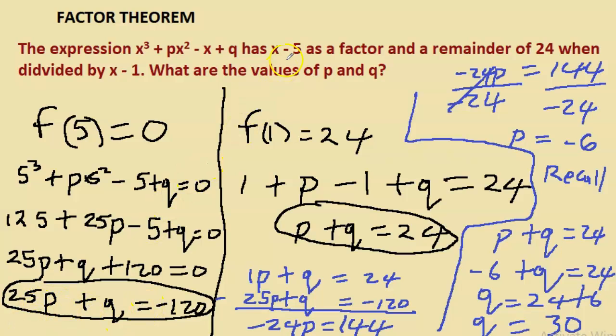I just want you to be aware that sometimes when they ask these questions, instead of saying x minus 5 is a factor, they say the function here is exactly divisible by x minus 5. It's another way of saying that it's a factor, and also that the remainder is actually 0. Good? Let's look at factorizing these cubic expressions in the next video.